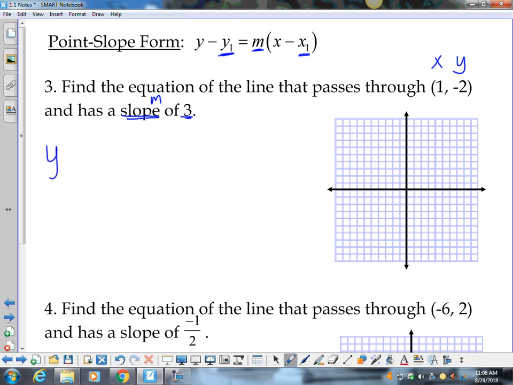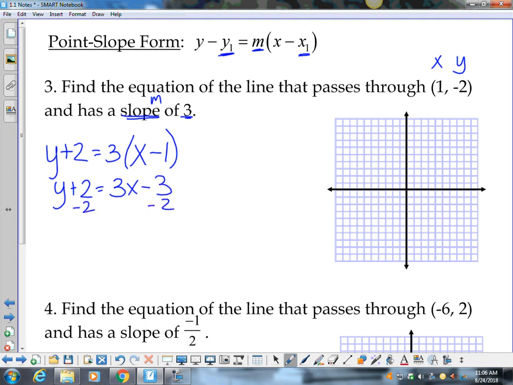I'm going to go y, let's see, minus a -2, so plus 2 equals m, which is 3, x minus 1. And then you just clean it. I'm going to distribute my 3, and then I'm going to subtract my 2. So now I know that the y-intercept is -5, and his slope is 3. So this is what the line looks like.